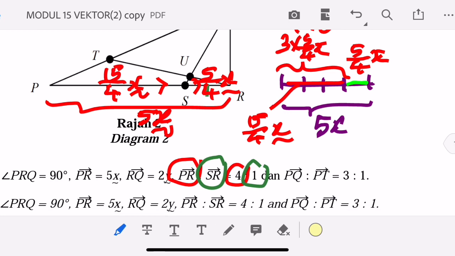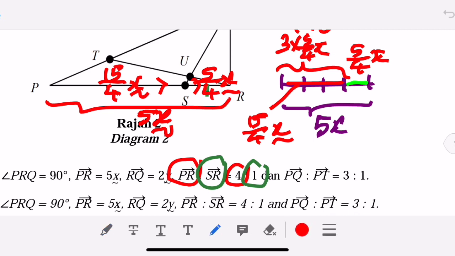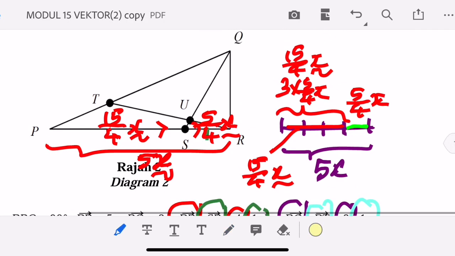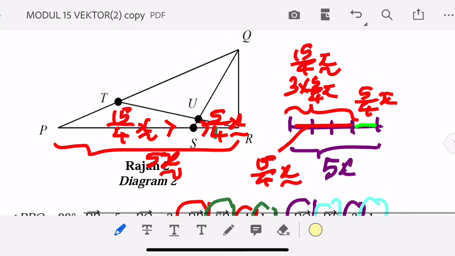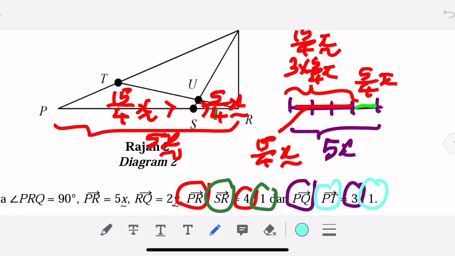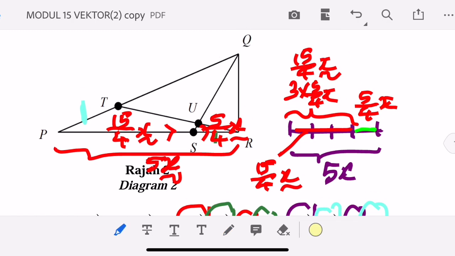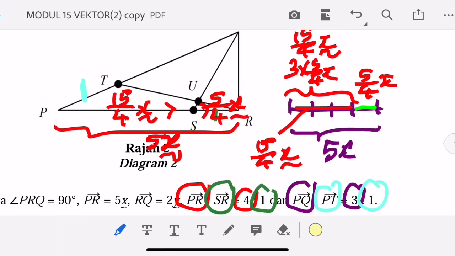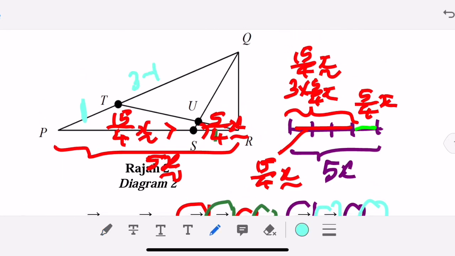Now we have settled the vectors PS and SR. Now let's go to vectors PQ and PT. Okay, for vectors PQ and PT, we just highlight the ratio first. So for PQ, we have the ratio which is 3, right? And then PT is just 1. So the balance, the remaining TQ, should be 3 minus 1, which is 2. So that's how you do ratio.